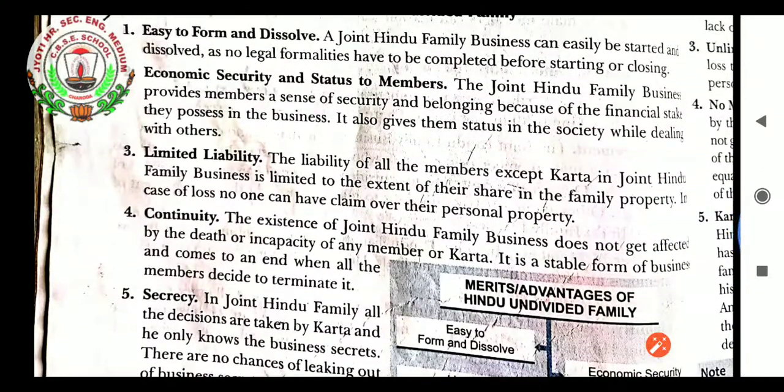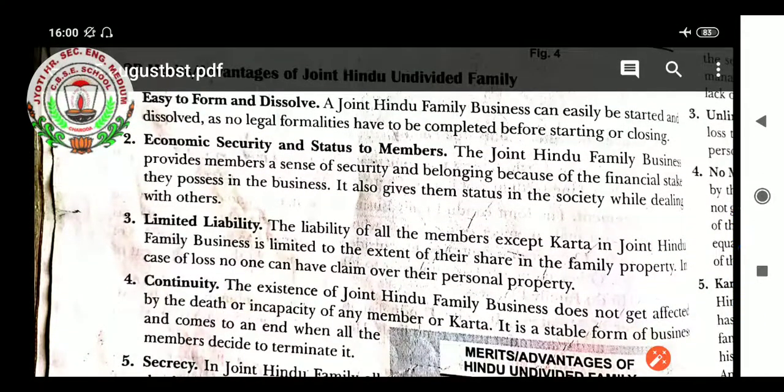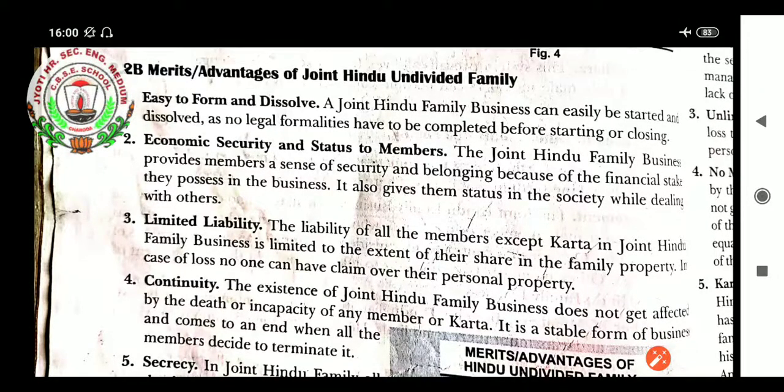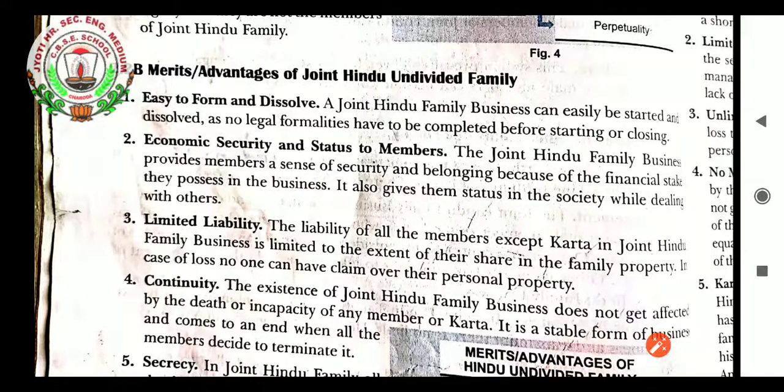Next are the merits of joint Hindu family business. Easy to form and dissolve. A joint Hindu family business can easily be started and dissolved, as no legal formalities have to be completed before starting or closing. So it is very easy to start the business and to close the business whenever the family members want to close it. Economic security and status to members. The joint Hindu family business provides members a sense of security and belonging because of the financial stake they possess in the business. It also gives them status in society while dealing with others.